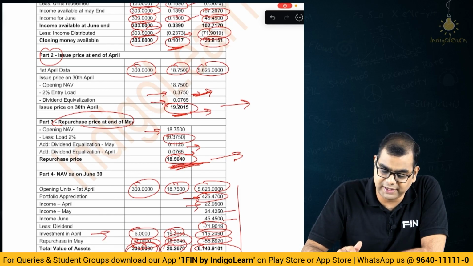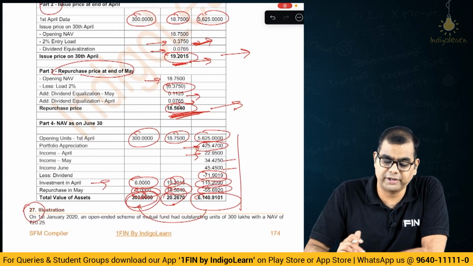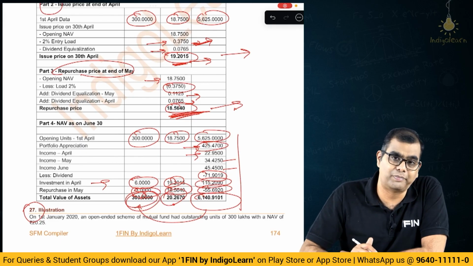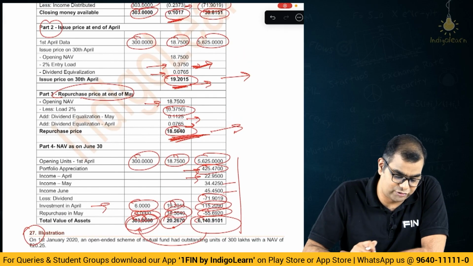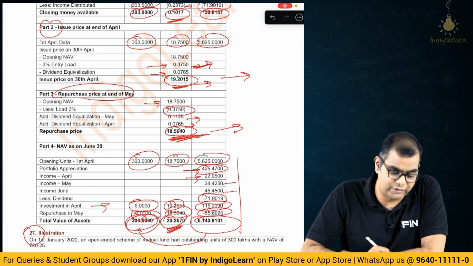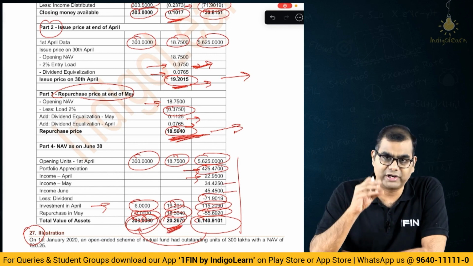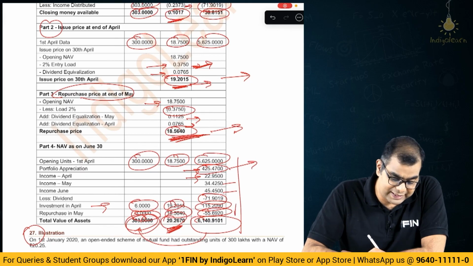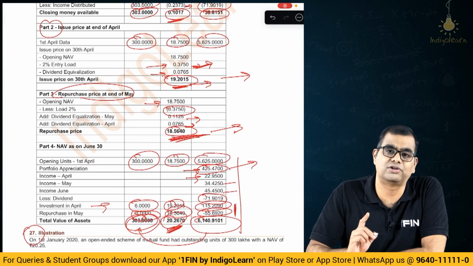This if you divide it by 303, you get 0.011. That you add to 18.85, you get 18.96. Plus, you have the portfolio appreciation, 425.47. So, you add those two, you get a number which is actually equal to 20.267. So, basically, if you look at the numbers carefully, you realize that the appreciation is allocated to all. The gain made on account of entry load and exit load is also allocated to all.